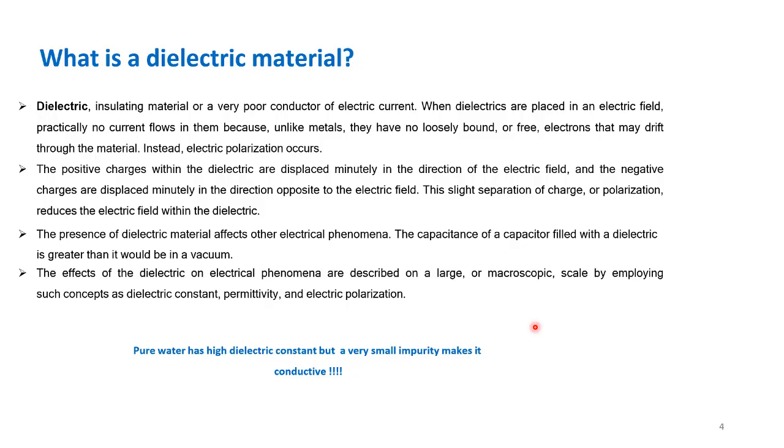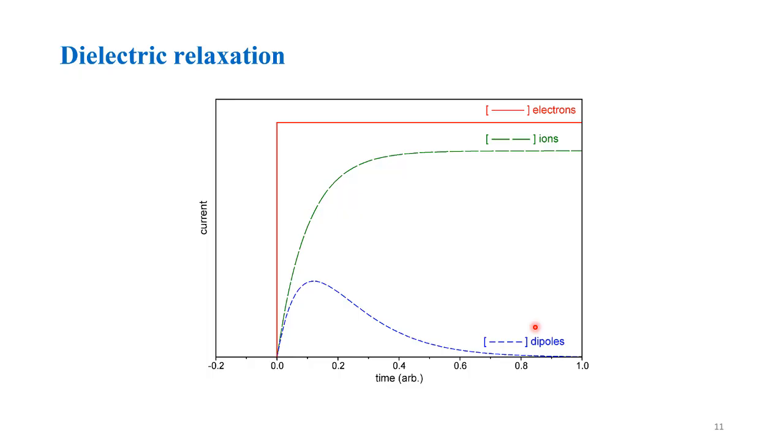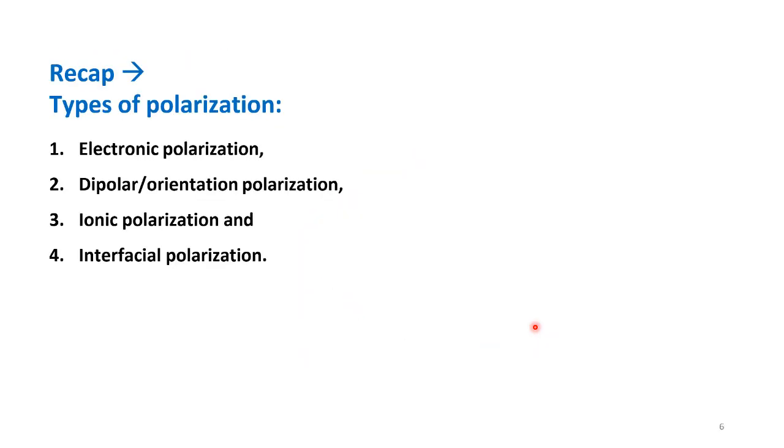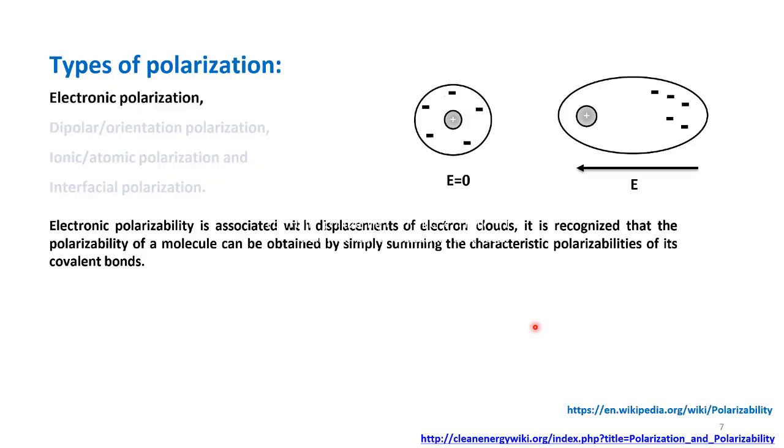These are insulating materials and are very poor conductors of electric current. But when dielectrics are placed in an electric field, no current flows in them because, unlike metals, they have no loosely bound or free electrons that may drift through the material. Instead, electric polarization will occur. There are different types of polarization: electronic polarization, dipolar orientation, ionic polarization, and interfacial polarization.